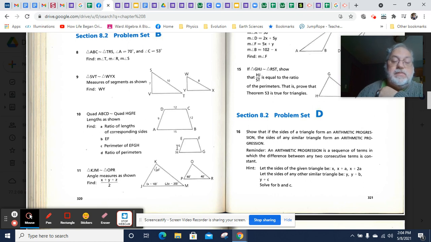Perimeter of EFGH is going to be 2/3 of the perimeter of DCBA, or ABCD, depending on how you want to name it. And the ratio of the perimeters will be the same as the ratio of the sides.